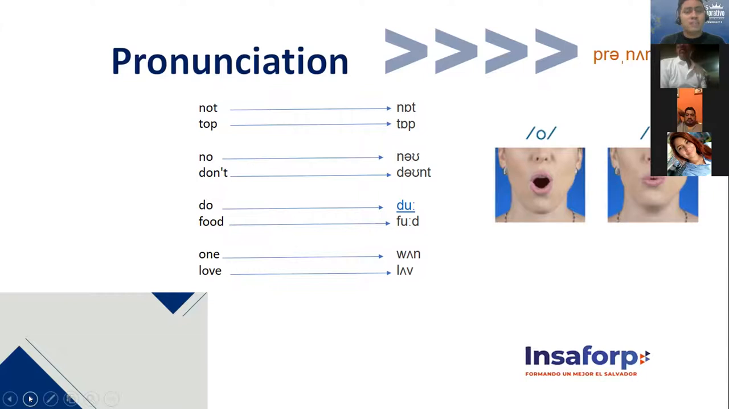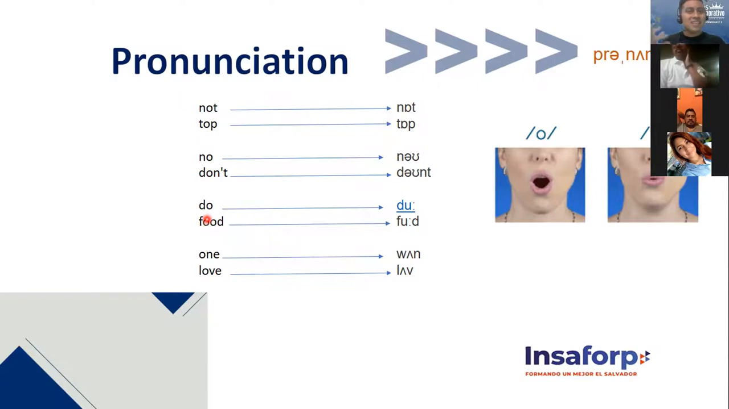Now, we're gonna practice just a few words, which are given so you can practice, okay? It's not the same if I say these words, like not and no. Not, top, no. There's an O sound, like if there is a U sound after the O. So not, top, no. Look at this one: even though the spelling is an O, we do not say do, we say do, ooh.